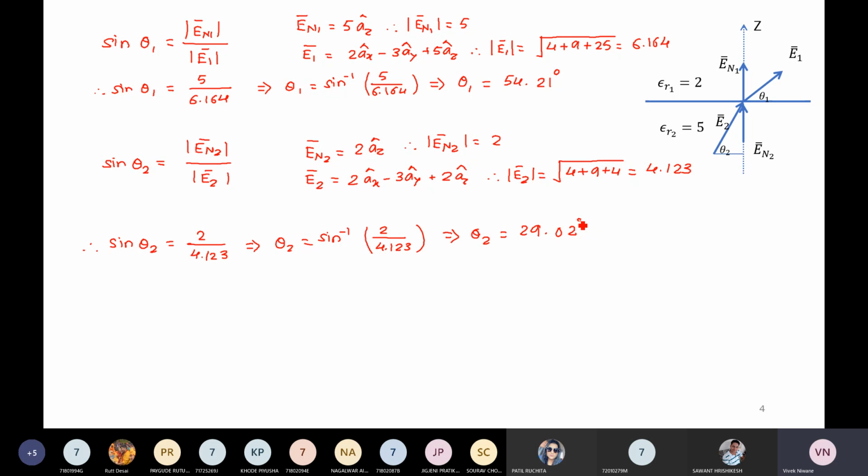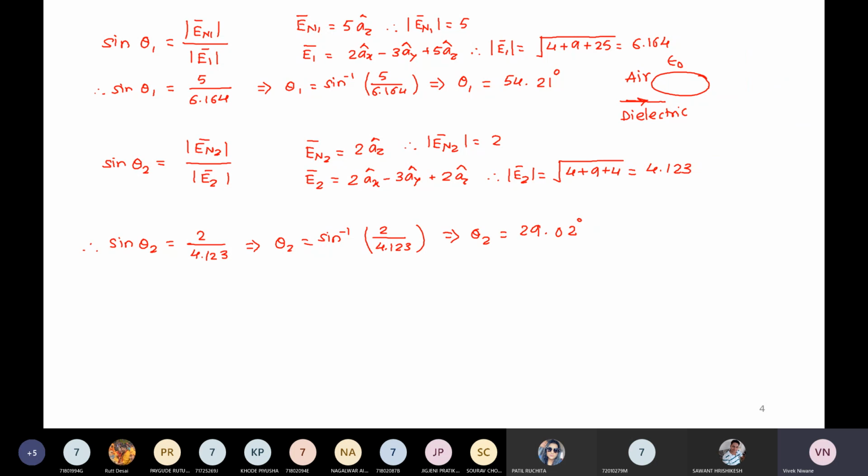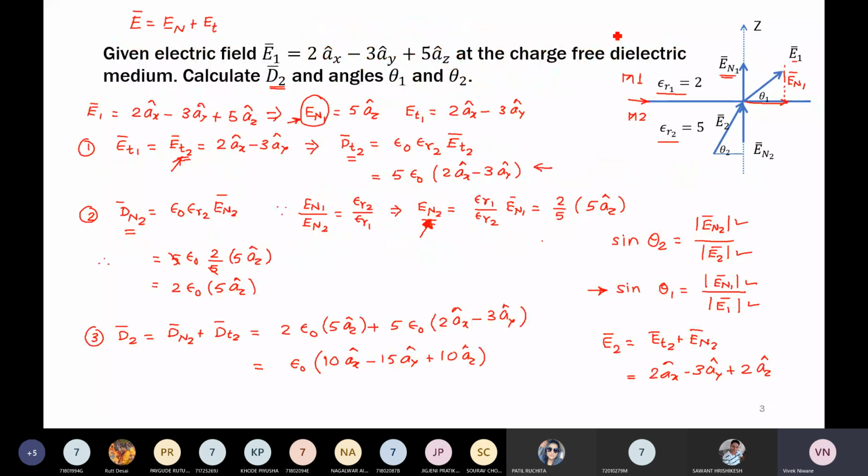Okay, this was a numerical based on dielectric medium. If we had air, and there was no dielectric medium 1 or dielectric medium 2, and we had this kind of boundary, then instead of epsilon r1 we would have used epsilon r0 only. That much only difference. The rest of the procedure will remain the same and values will get changed. If I just change the numerical to a charge free air-dielectric boundary, a different numerical is made, that's it.